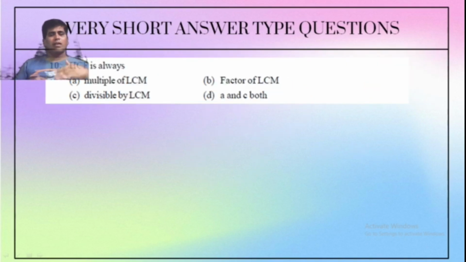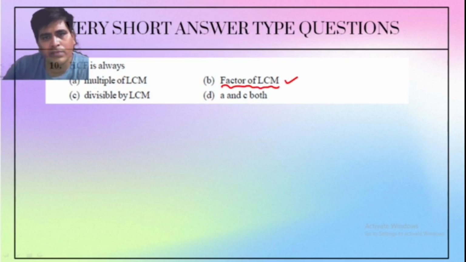HCF is always a multiple of LCM, factor of LCM, divisible by LCM, A and C both. So it is a factor of LCM. HCF is always a factor of LCM. So when we call it a factor, it is less than that. So HCF is less than LCM.